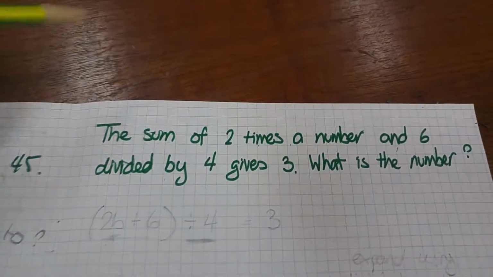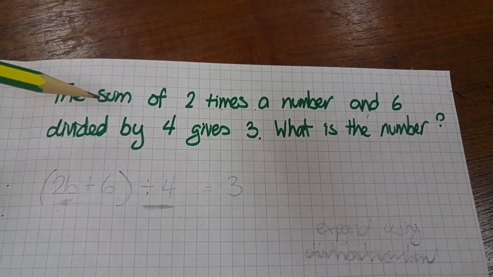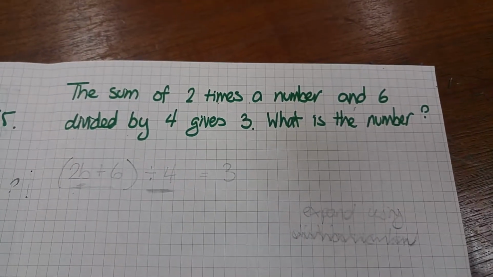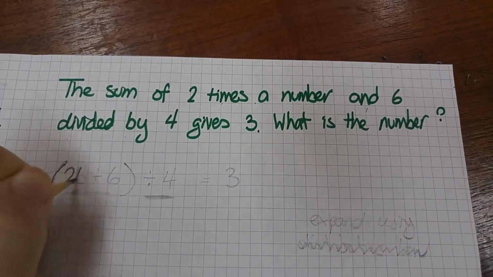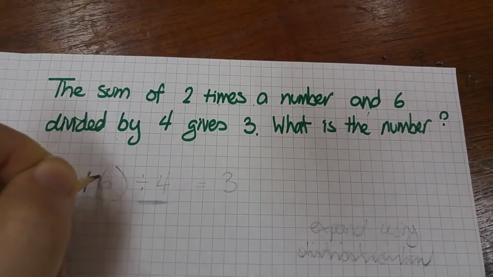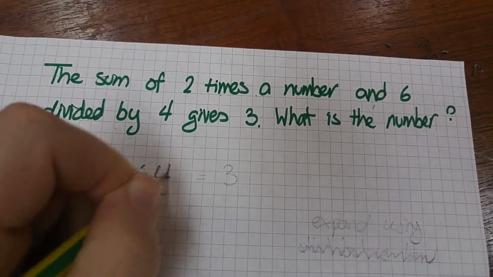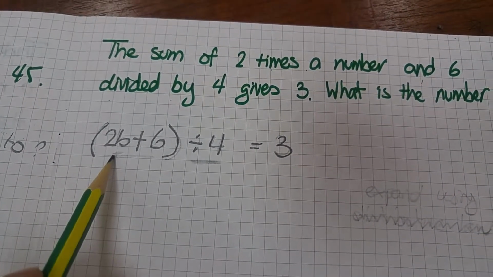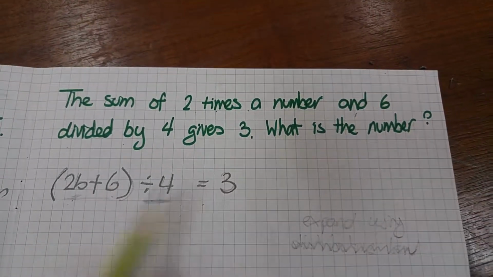This is our second problem. The sum of 2 times the number and 6 divided by 4 gives us 3. So first thing we need to do is change that into an equation. So the sum of 2 times the number and 6 divided by 4 equals 3. Okay? 2 times the number and 6, the sum of that, divided by 4 equals 3.